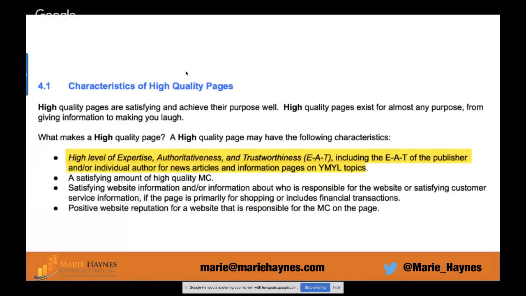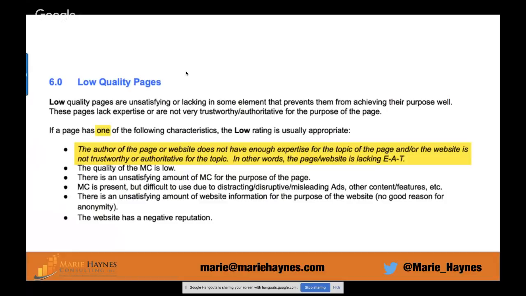The guidelines have this list of characteristics of a high quality page. And I would urge all of you to search out the guidelines and read all of these. We're just focusing on EAT today, but this is really a blueprint for what Google considers high quality. And the very first characteristic of a high quality page is to have a high level of EAT. They also have a list of characteristics of low quality pages. And of course, the very first thing is that there is a lack of EAT. And so the point that I'm trying to make is that, I think EAT is mentioned in the Quality Raters guidelines 186 times. So it is really, really important.